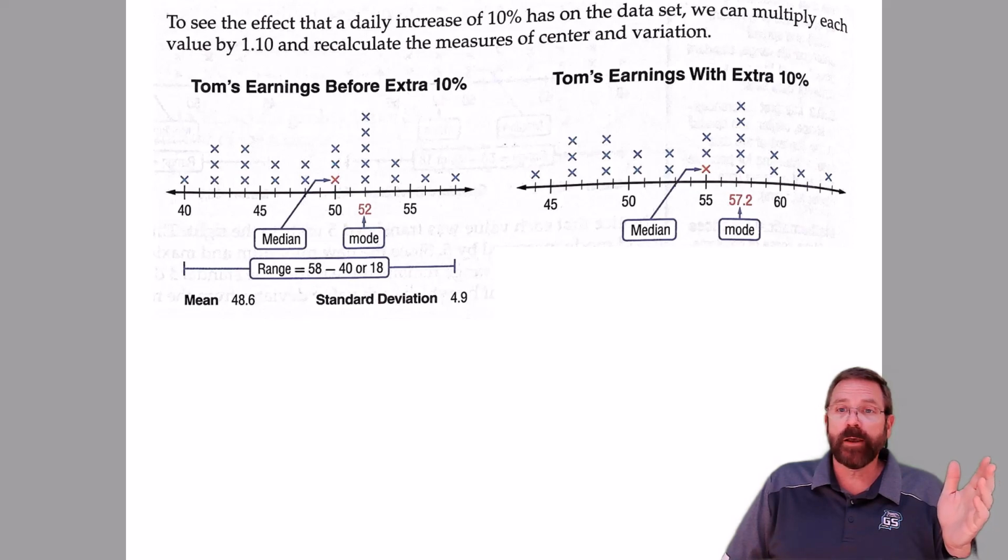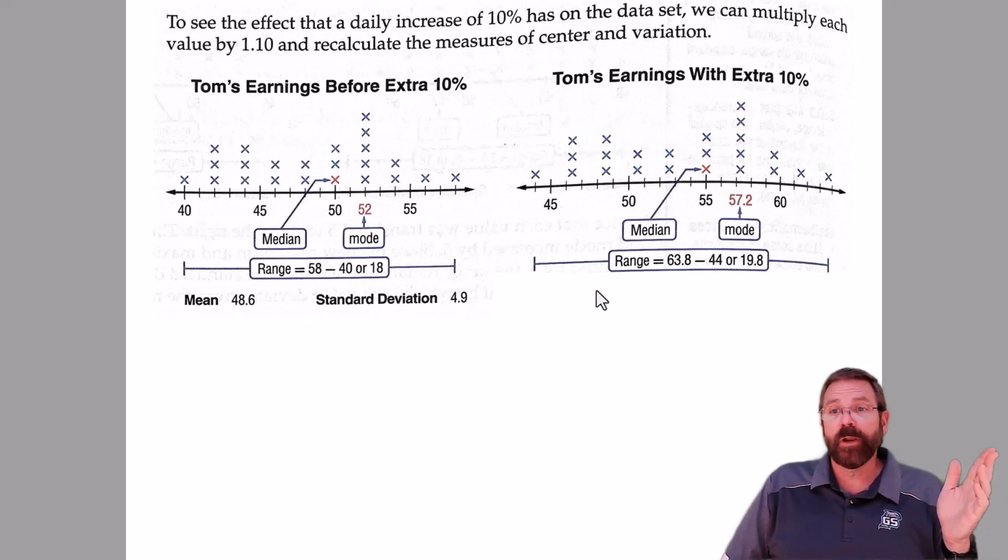What else are we going to find? Well, the range is now going from 68.3 minus 44, which gives me a range of 19.8. That's different than what we got last time.